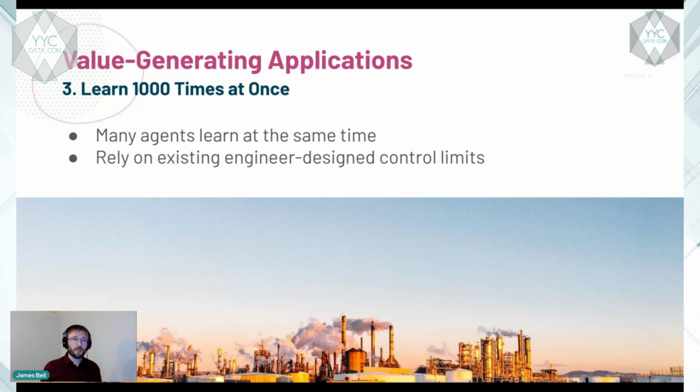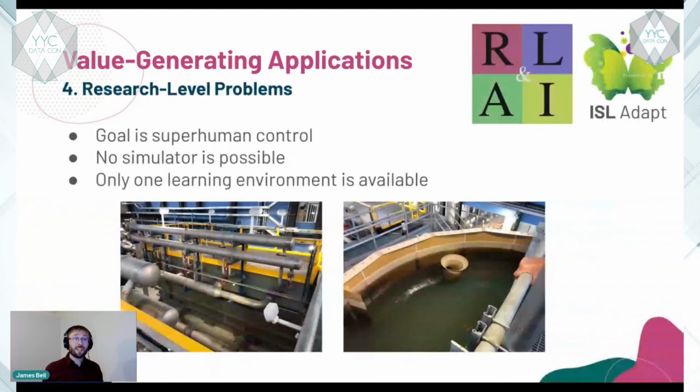But then what do I do? I want superhuman control, so I can't just learn from the historical data. I can't build a simulator because the underlying equations aren't well known, and we're doing some new and unique things. And I only have one learning environment, so I can't multiply my learning across locations. Well, in this case, I've moved into more of a research level problem. And this is still absolutely possible.